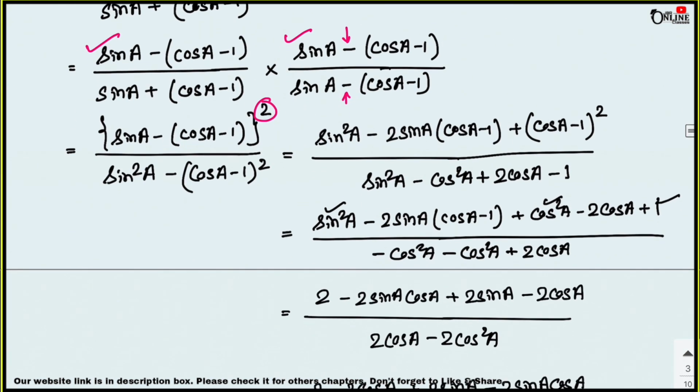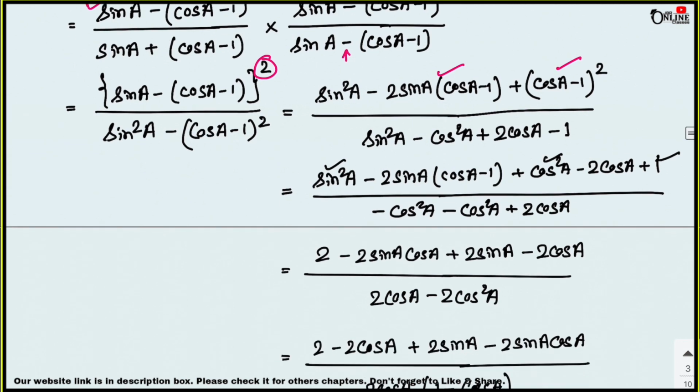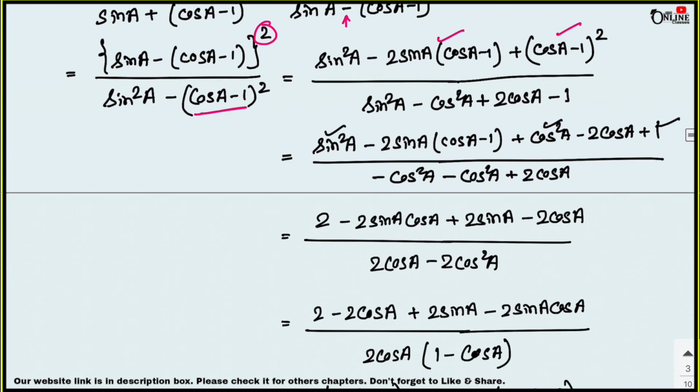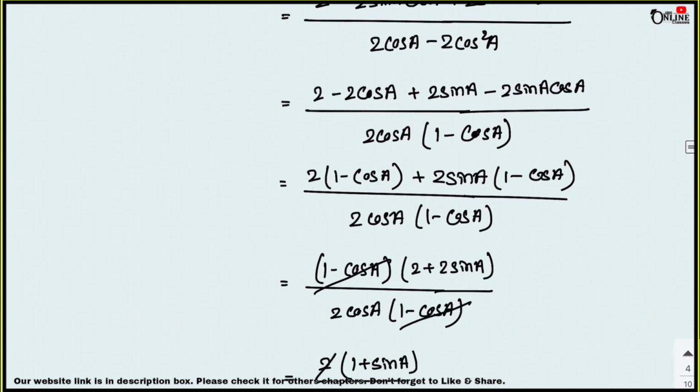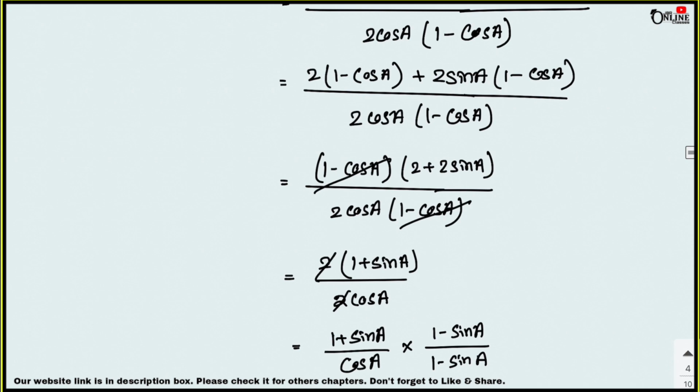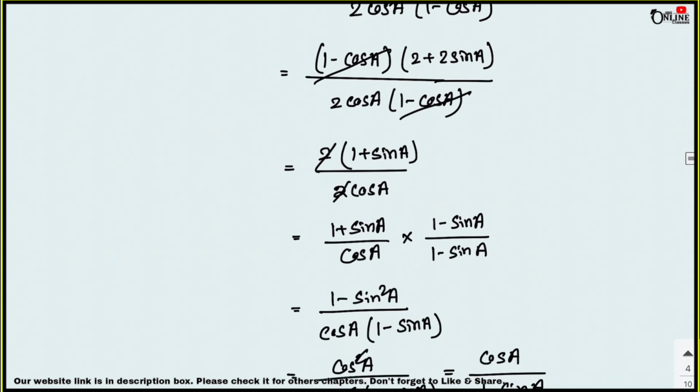So here sin A minus cos A minus 1 whole square, that means A minus B whole square formula. So A square minus 2AB, last one here B square, and in denominator you have sin square, then cos A minus 1, again A minus B whole square formula. So now from the upper one, here finally we get 1 plus sin A by cos A. Okay, that will be your answer.